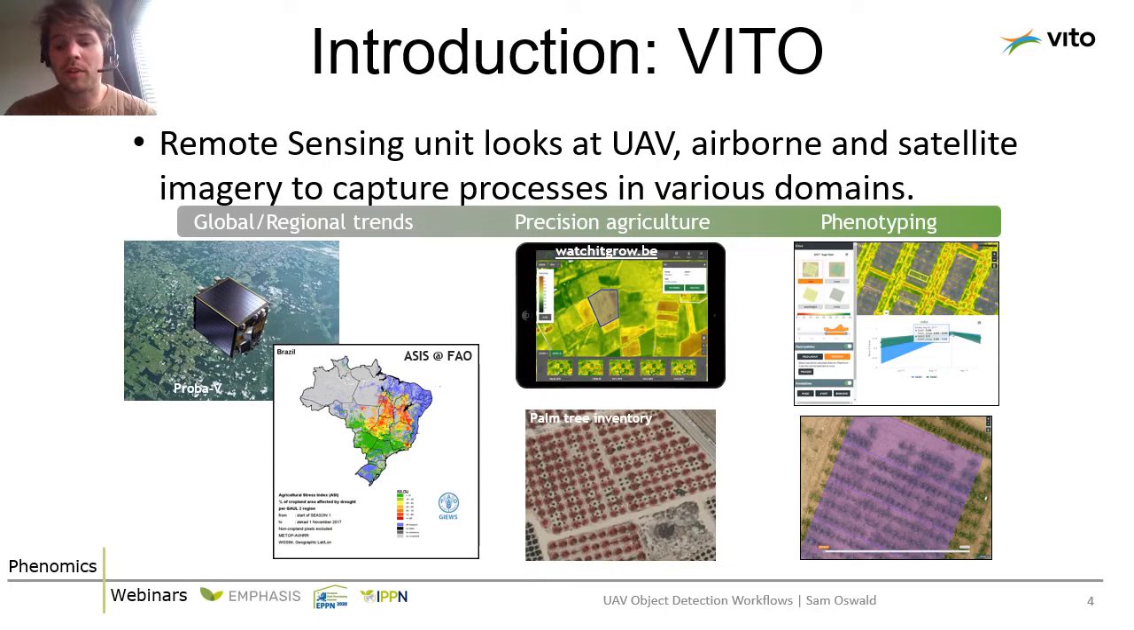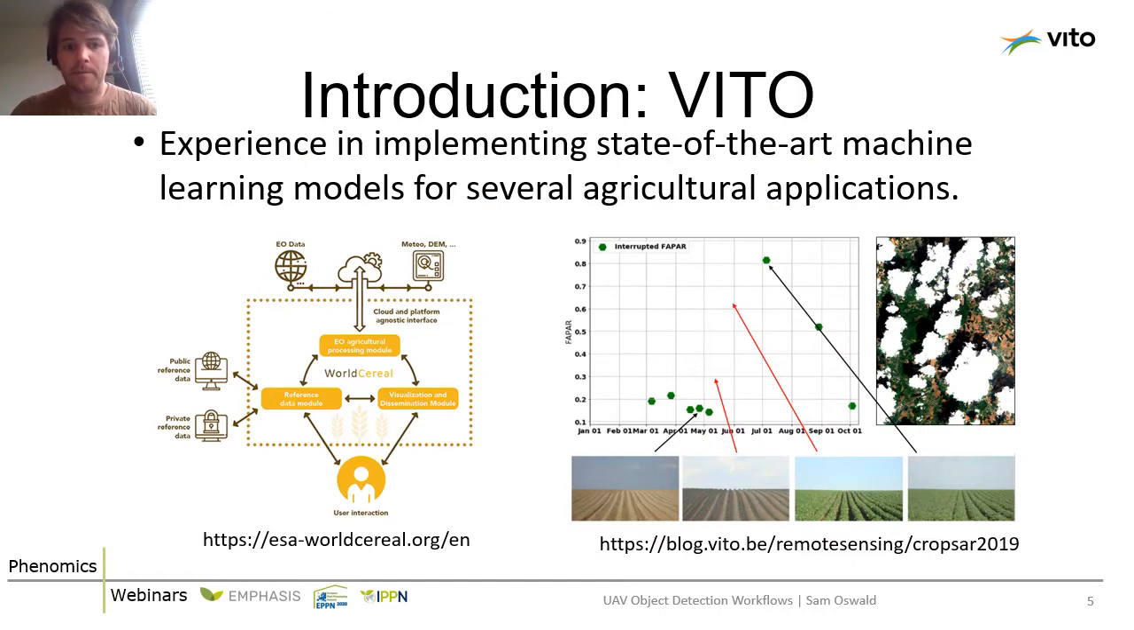And I work within the remote sensing team, and so we're quite a large team. We look at UAV, airborne, and satellite imagery and use these to capture processes in various domains. Here you can see that we work on a global or regional level with satellite data. We also work in precision agriculture as well as plant phenotyping using aerial and principally UAV imagery. And we have experience working with machine learning models, and we have several applications that we work on these for.